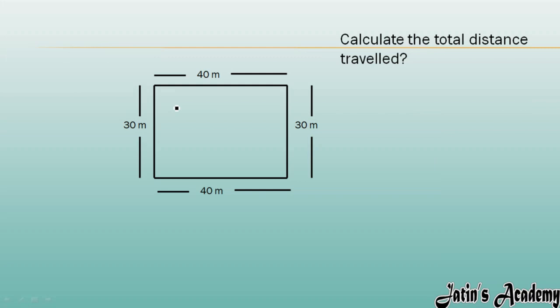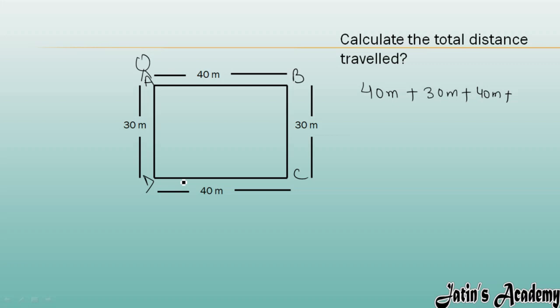So next we are having one numerical related to the distance. Calculate the total distance of this path. For example, this boy is standing here at point A. He wants to go till point A again. Firstly, standing at point A, he wants to go again at point A. So how he will move? Firstly, he will go from point A to point B. From point A to point B, how much distance? 40 meter plus. Then from point B to point C, 30 meter. Then from C to D, 40 meter. Then again from D to A, that is 30 meter.